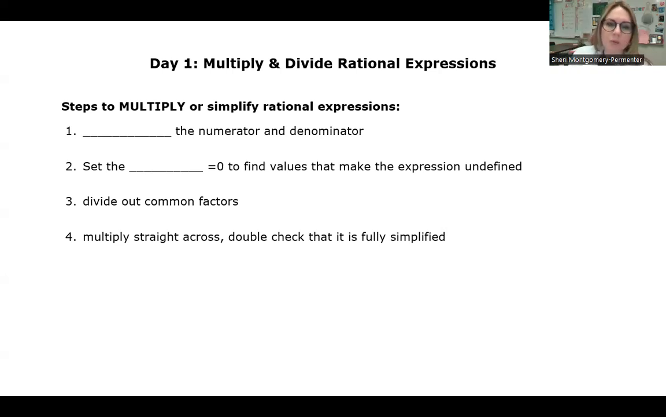The steps to multiply or simplify rational expressions. I'll pause for anybody that would like to get up and get a highlighter. She might need one today. You're welcome to use one of mine, or you can use yours.